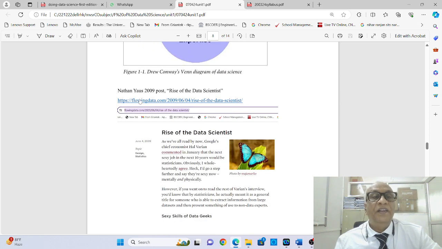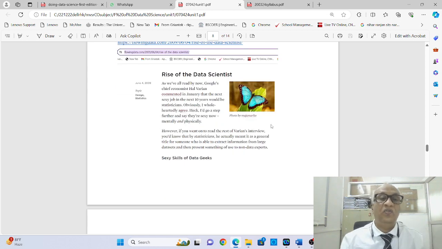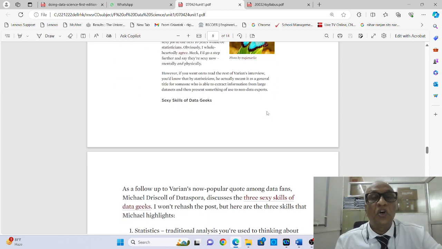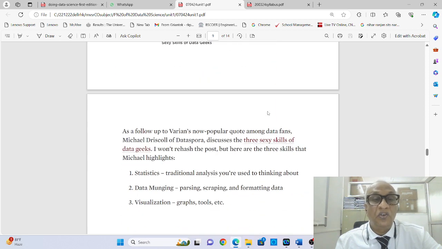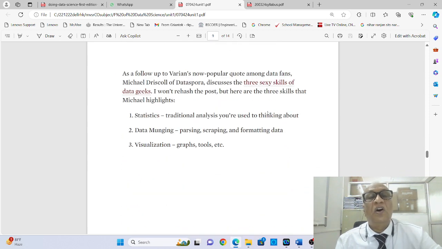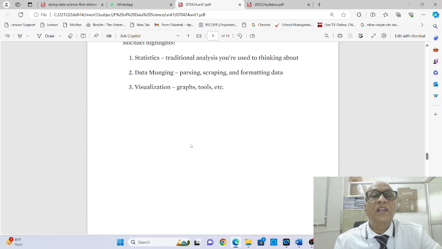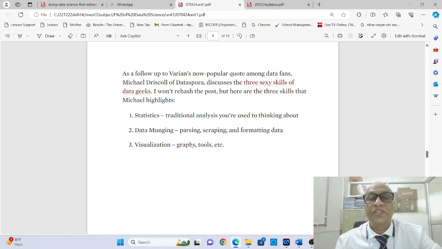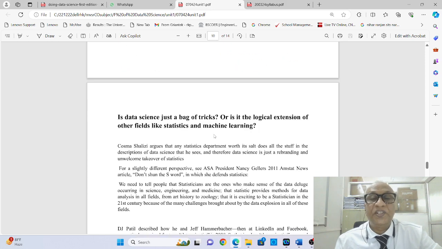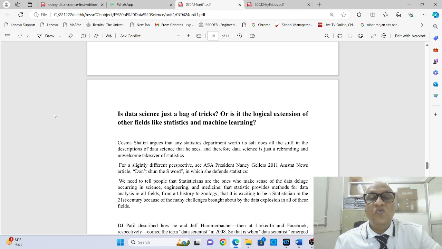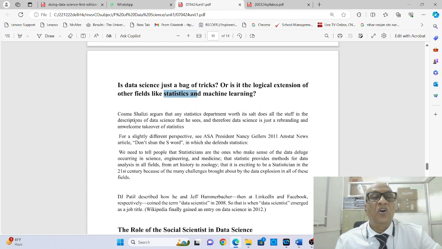And this Nathan Yau's post highlighted the rise of data scientists, how presently the most sought after job is a data scientist job, and the skill sets required are a combination of statistics, data munging, and visualization. So till here, that was the summary of first session basically. Now in today's session, we'll try to answer this question first, whether data science is the extension of statistics and machine learning. There are arguments, counter arguments.